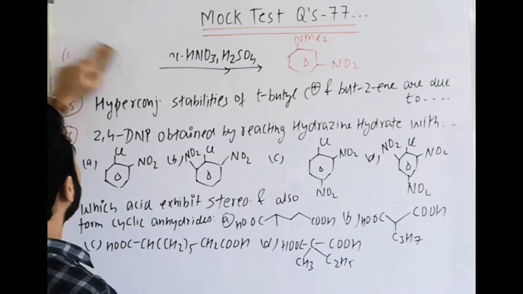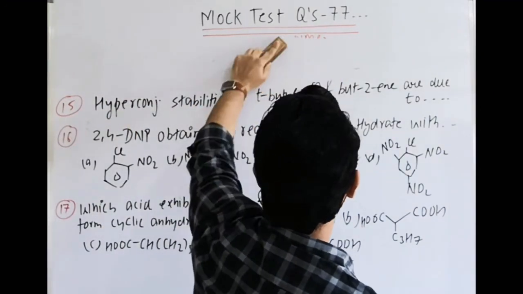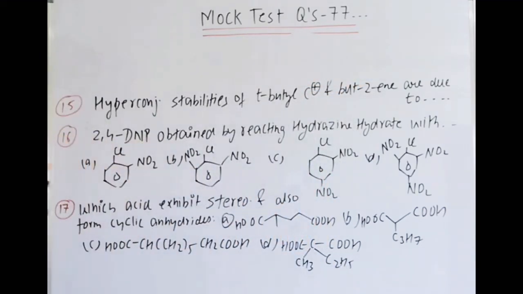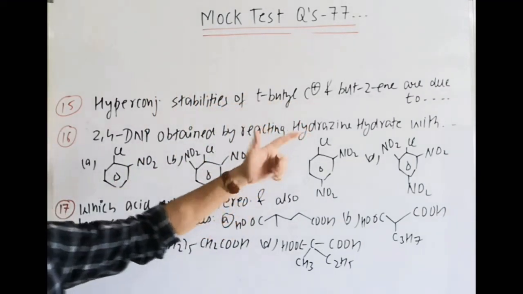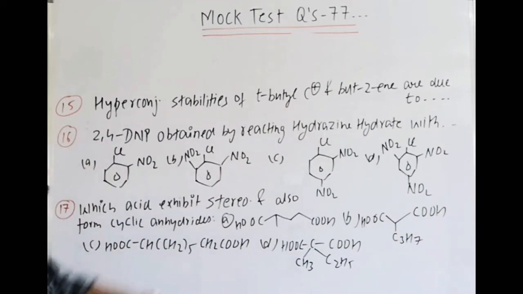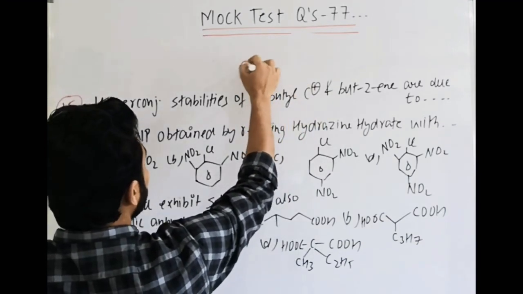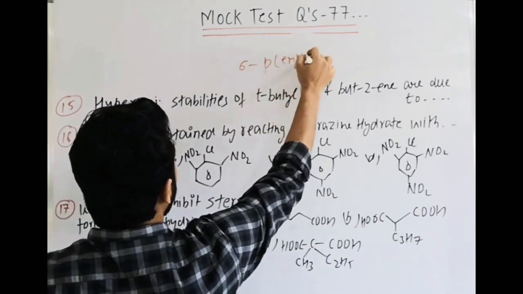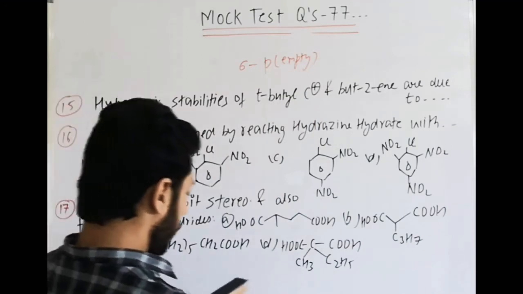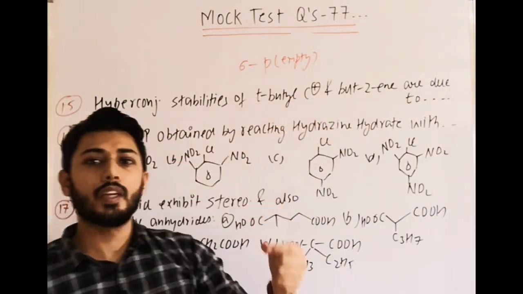The 15th question is: hyperconjugative stabilities of tertiary butyl carbocation and butene are due to. So options are given. That question was asked some years back. Tertiary butyl carbocation: what are the reasons for that? Why is it stabilized? Due to sigma and pi electrons, sigma and pi orbitals involved. Which orbital? The p orbital, which is vacant. Carbocation contains a vacant p orbital.